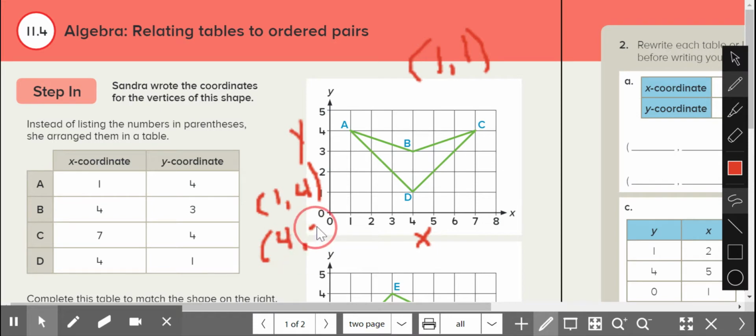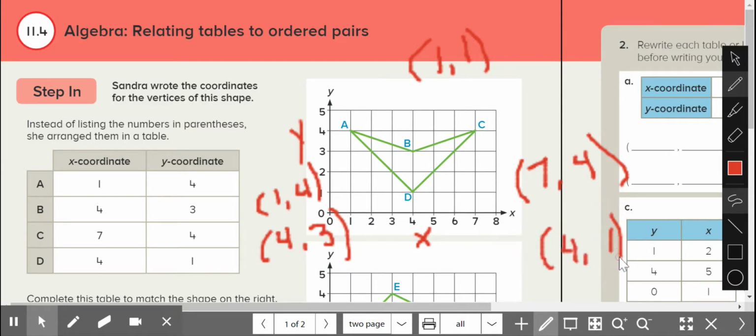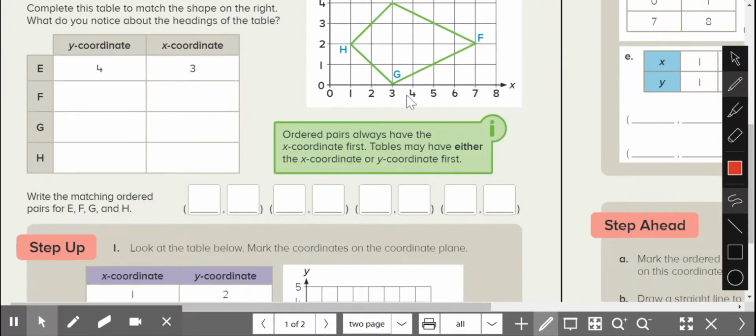4, 3. C is 7, 4. And remember, if we're using this table, we don't have to use the parentheses, but I'm just using it to show and to continue to provide examples. 7 and 4, and this last one, D, we find at 4 and 1. We will look down at this next one.